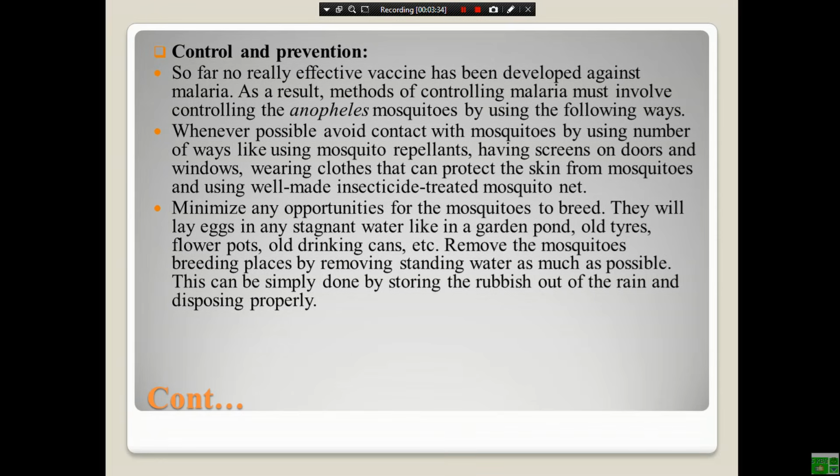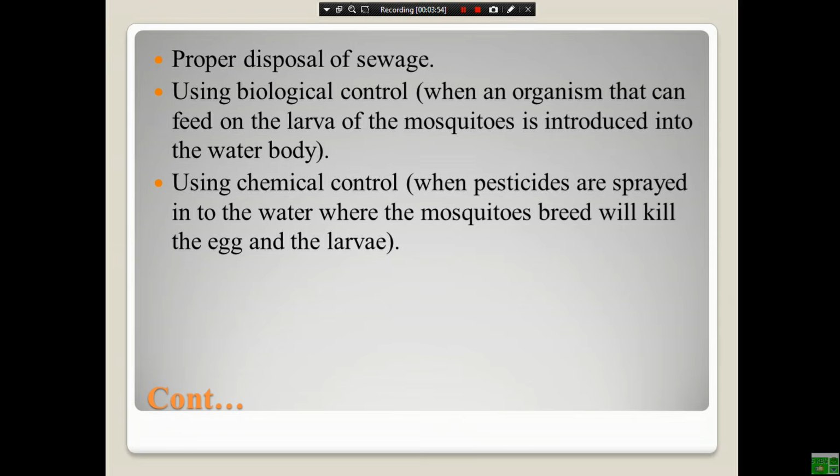We can prevent malarial infection by using nets over beds, by fixing screens on windows, by using repellents, and by having proper waste disposal. Those are control methods and preventative methods of malarial infection. There is also biological control, where an organism that feeds on the larvae of the mosquito is introduced into the water body, and chemical control, which I have told you.